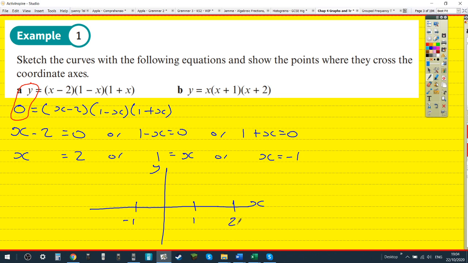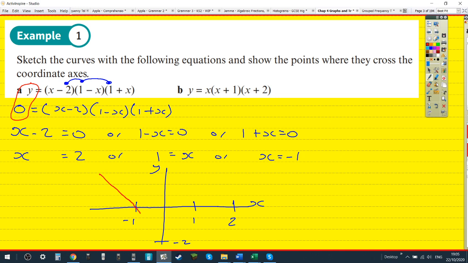There is a quick way to work out the y-intercept. When you multiply out these brackets, at one point you will multiply these 3 numbers together: minus 2 times 1 times 1. What would you get there? Minus 2. And so when x is 0, y is minus 2. We would use that to sketch our graph.